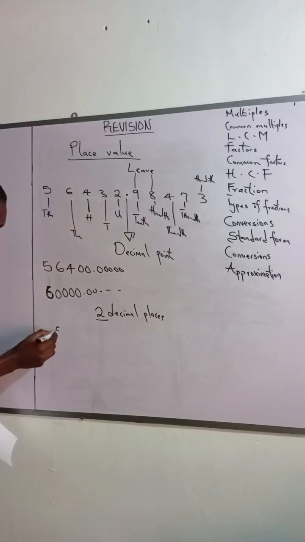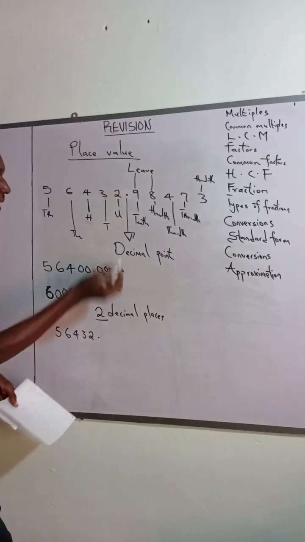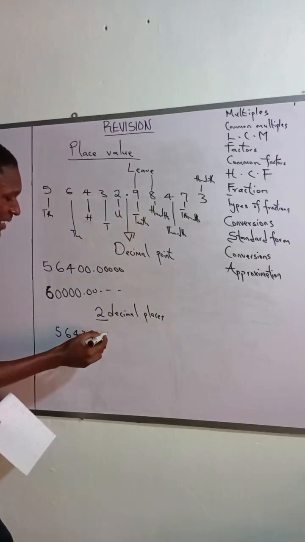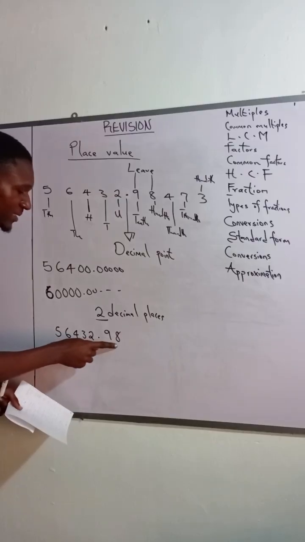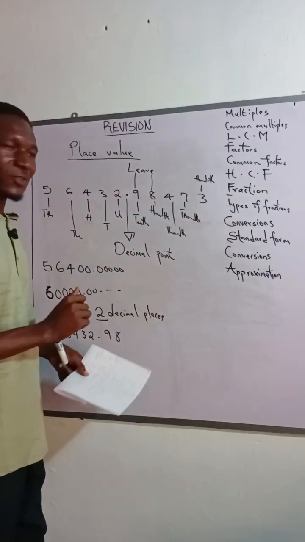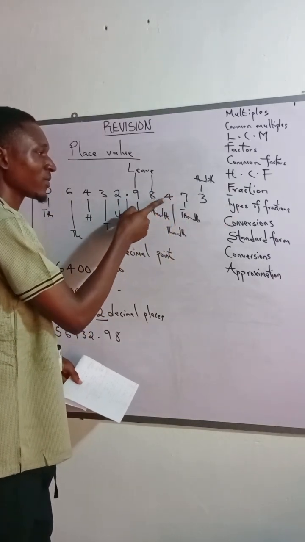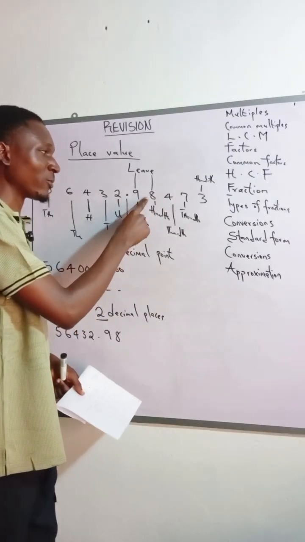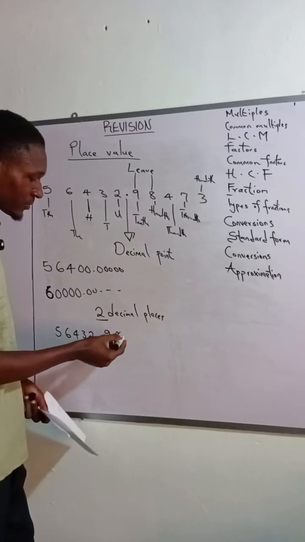56432 point, and then they said I should leave 2 decimal places. 1, 2. That is 98. I mean 2 decimal places, 2 numbers after the decimal point, and then I will change the remaining ones to 0. Don't forget, before I change them to 0, I'm going to check this first number if it is up to 5. In this case, it is not up to 5. Therefore, I don't need to round up. I don't need to change anything. I'm going to leave my answer like this. And if I like, I add the remaining zeros.